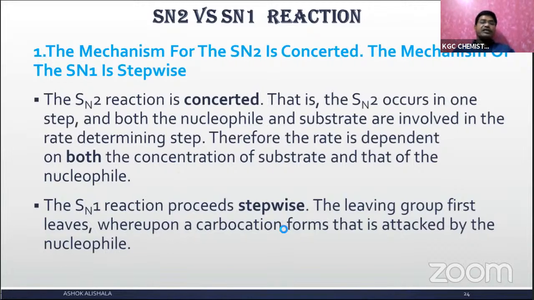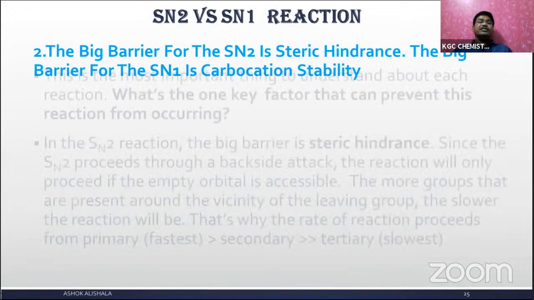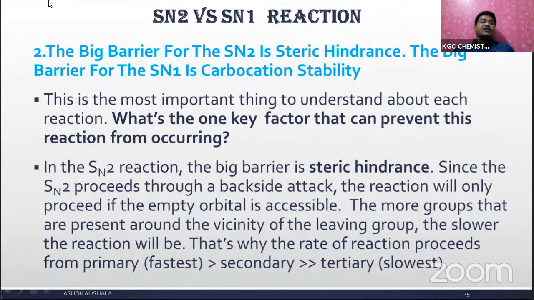That is the same as the summary I have given here. The big barrier for SN2 reaction is steric hindrance, whereas the big barrier for SN1 is carbocation stability. That is, in SN2 reaction, you'll go for steric hindrance. That is, primary is greater than secondary, which is greater than tertiary. That's why the rate of the reaction proceeds: primary is faster than the secondary, secondary is faster than the tertiary. This is for SN2.